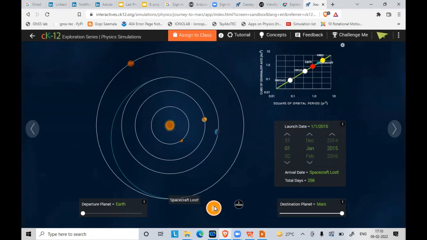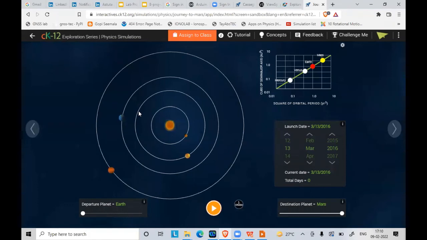So now what to do? In the simulation, of course, you can play with different dates and years and then find out the favorable condition. I'm just going to take one simple favorable condition. Let me go to March 13. I'll go to the year 2016. And what do you see in the picture?